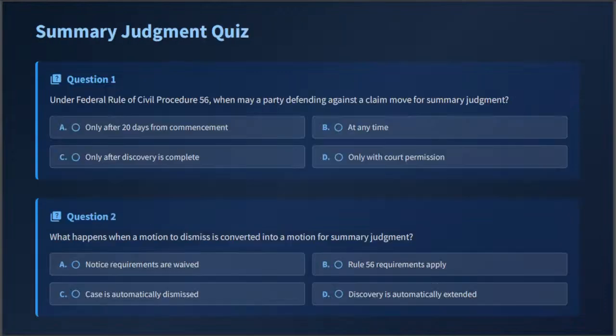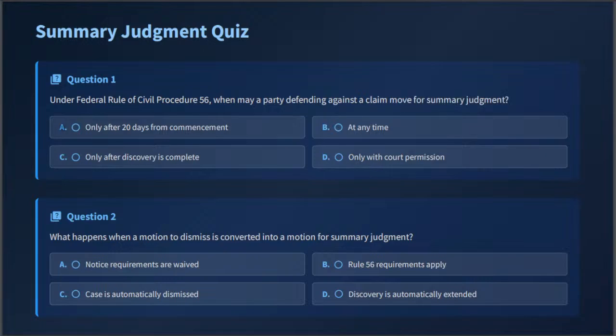But that takes us to the fun part now. We get to the end with the summary judgment quiz. Let's test your knowledge and see how well you all remembered everything we went through here. Let's start with question 1 under the Federal Rule of Civil Procedure 56. When may a party defending against a claim move for summary judgment?